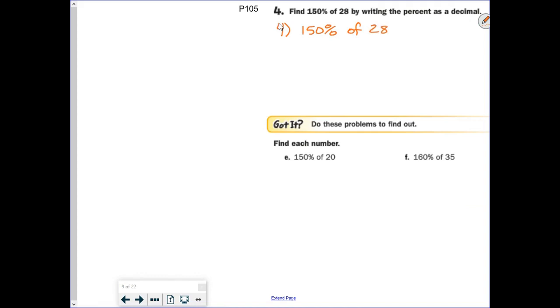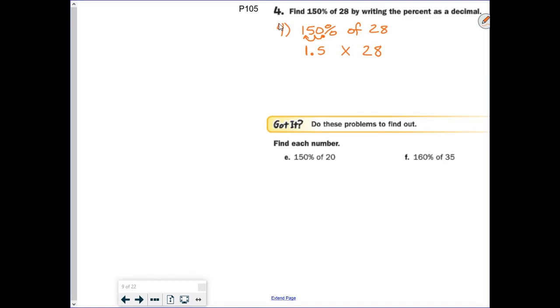Remember, to turn a percent into a decimal, we need to move the decimal point 2 places to the left. Because I do not see the decimal point, I know that it is all the way on the right, and I need to move that 2 places. Remember, never 1, never 3, always 2. So the decimal is going to end up between the 1 and the 5. So I will end up with 1.5 or 1 5/10 times 28.